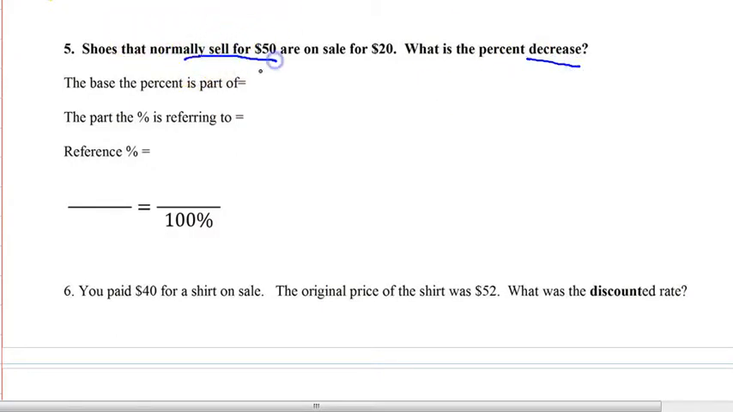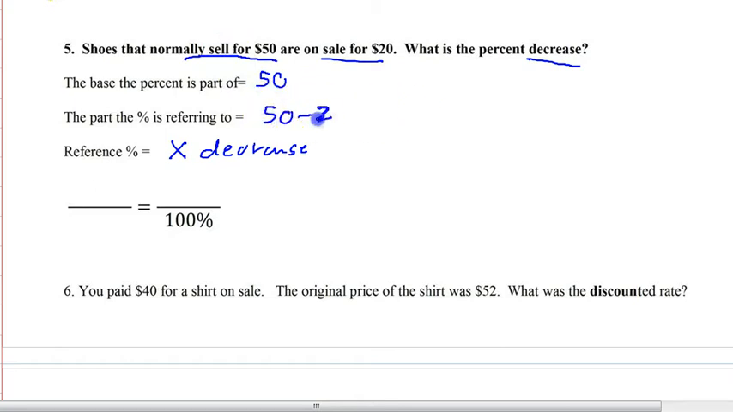This is our original price. So that has to be the base. Okay. What is the percent decrease? We're looking for this. So then, oh, well, that just has to be the decrease, right? Is it? No, it's the sale price. Sale price doesn't represent decrease. It represents what you pay after the decrease. So how do you find the decrease?